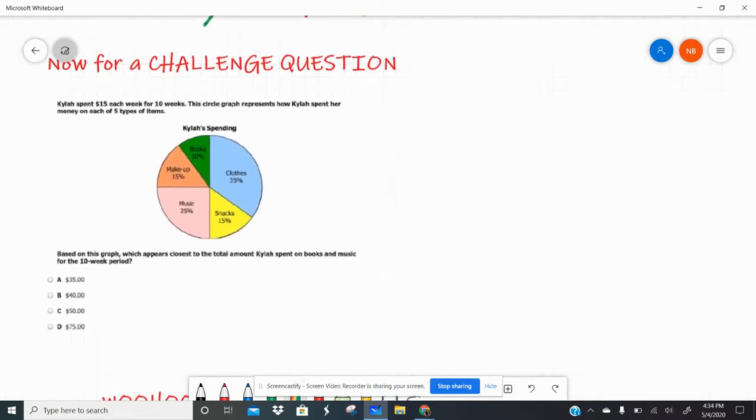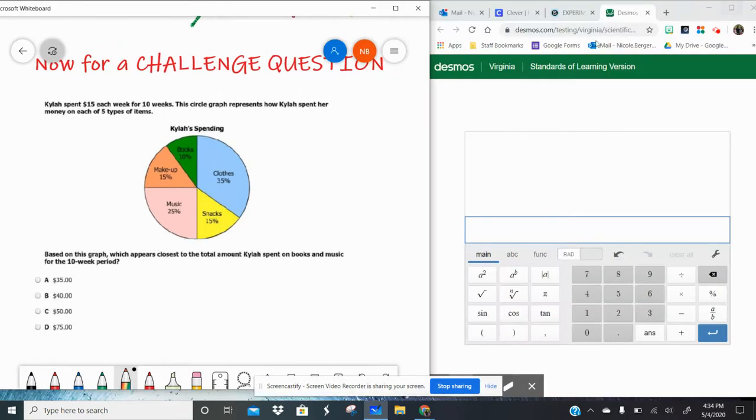With our challenge question, I'm going to bring back that Desmos calculator because I'm going to need it. With this challenge question, we have multiple parts happening. So let's read it together. It says Kyla spent $15 each week for 10 weeks. The circle graph represents how Kyla spent her money on each of the 5 types of items. So she bought clothes, snacks, music, makeup, books.